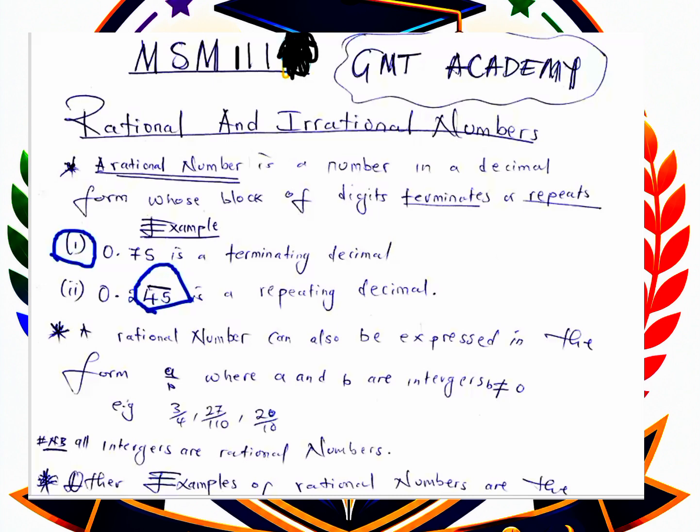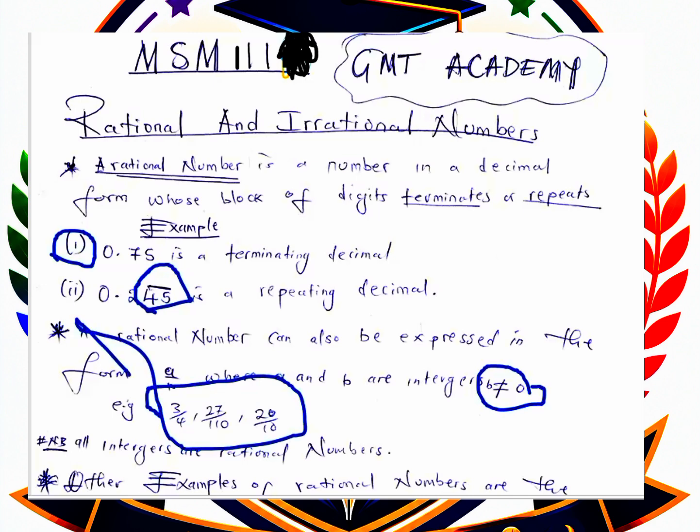Now, a rational number can also be expressed in the form of a over b, where a and b are integers, and b should not be equal to 0. These are the key points which we will need to take. So now let's look at examples of rational numbers in the form of a over b. We have these fractions here. These fractions which we're seeing here are rational numbers.